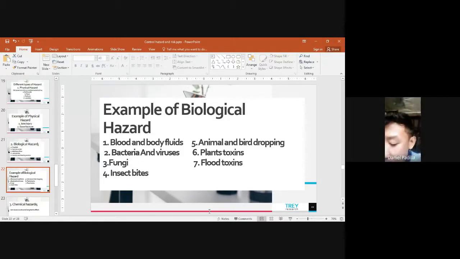Ang biological hazard, for example, kapag nag-take ka ng medicine na may hindi inaasang toxins, wag naman sana, pero it may cause a biological hazard. Yun yung tinatawag nila. And then, may iba pa tayong example ng biological hazard like blood and body fluids, bacteria and viruses, fungi, insect bites, animal and bird dropping, plant toxins, and flood toxins.